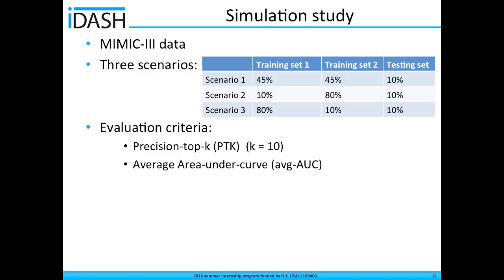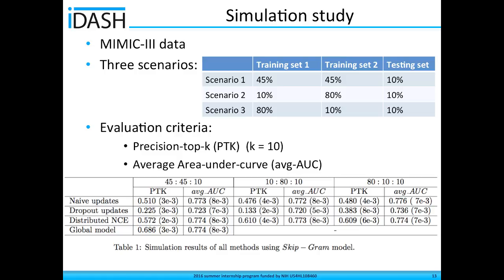The second criterion is called the average area under curve, average AUC, which is a very traditional index for measuring the prediction power. So here come some preliminary results. The first line is the result of naive updates, then the dropout updates, distributed NCE, and the last line is our global model, which we think is our golden standard. For these two criteria, the larger, the better. So a high value means a better performance.